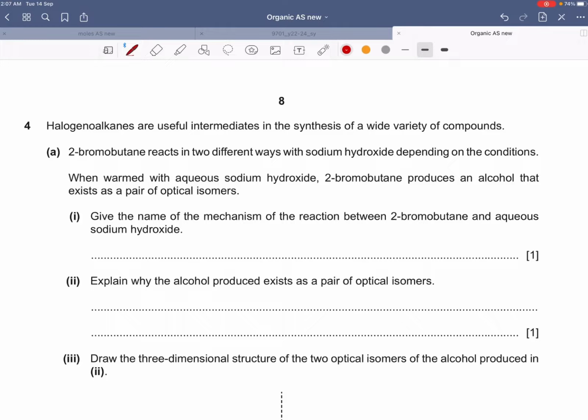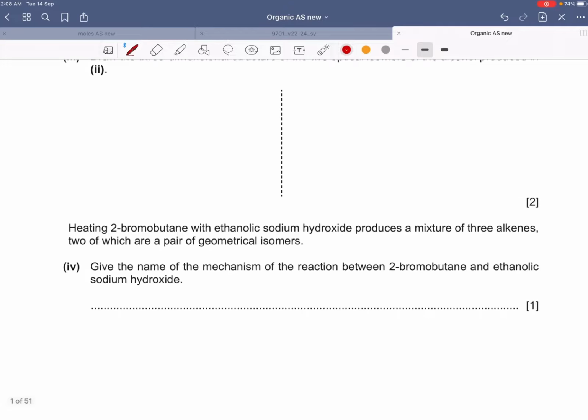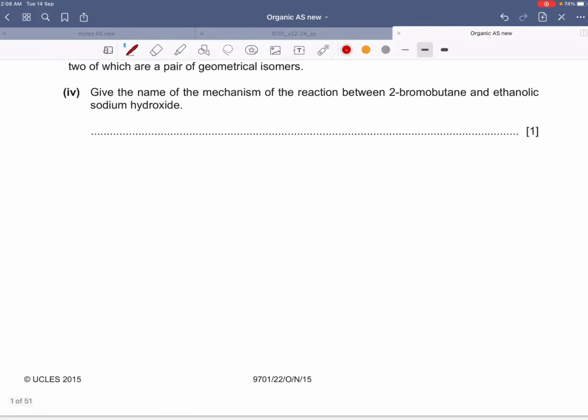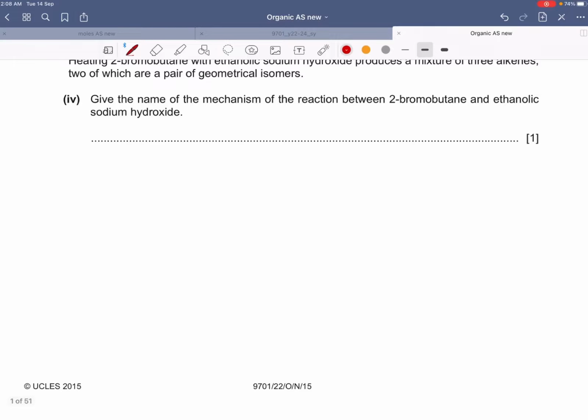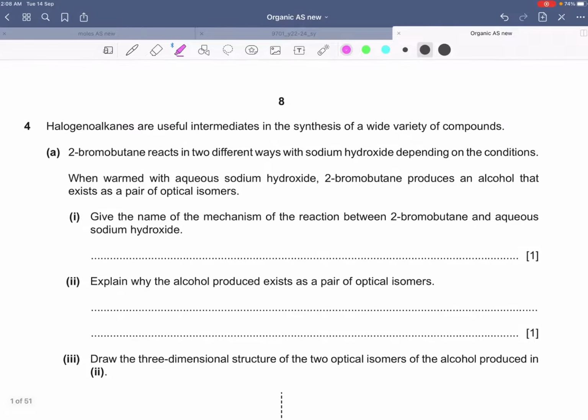So today we are going to discuss organic past papers, A levels chemistry paper 2, right? And this question is from October November 2015 paper 22, right? So this question is related to halogenoalkanes, right?